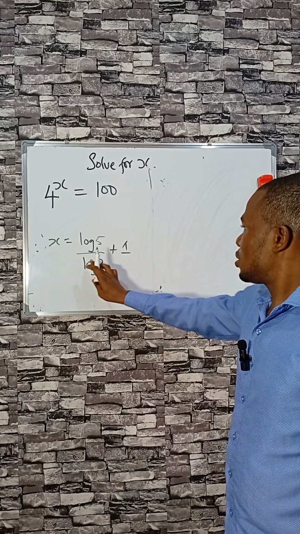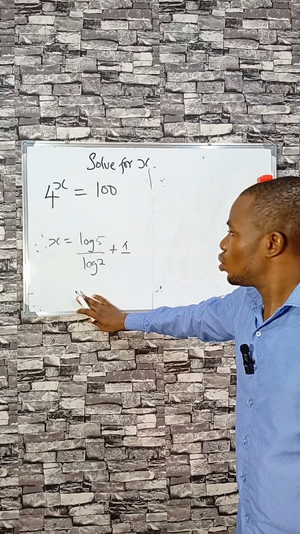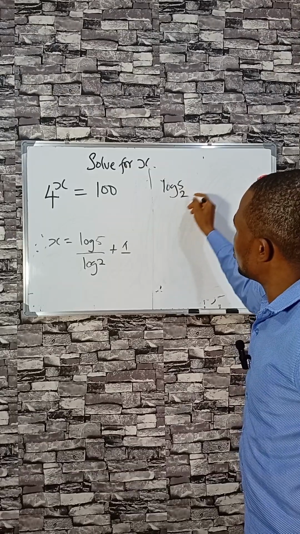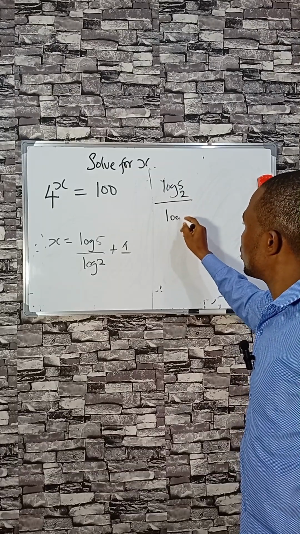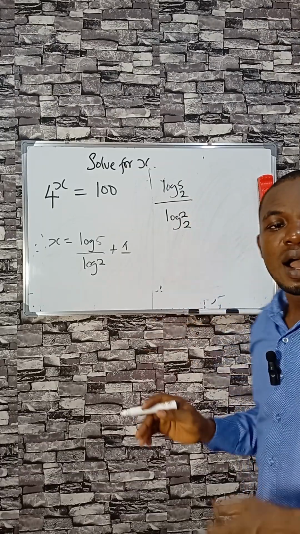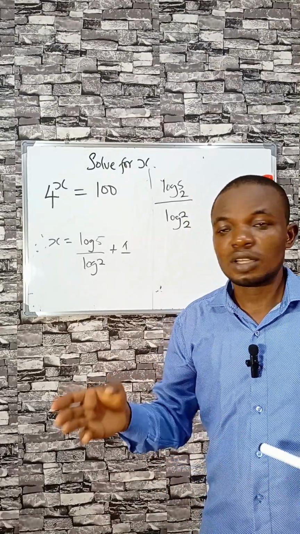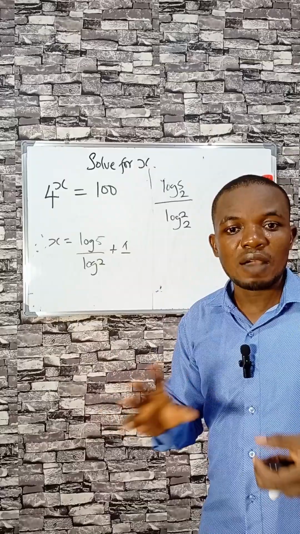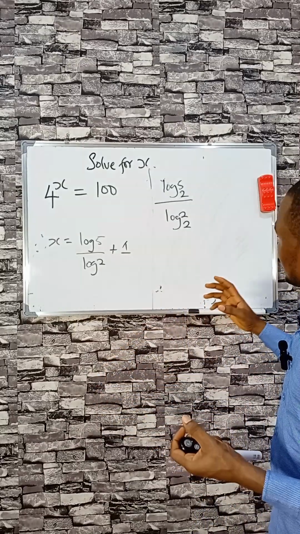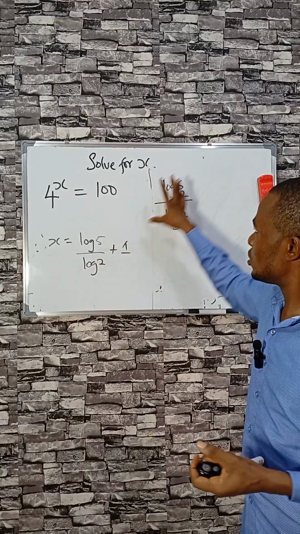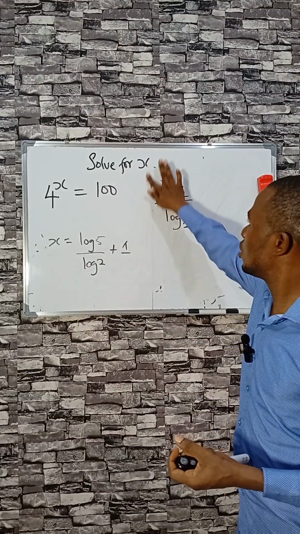You can apply change of base here so that everything will be in base 2. So if you know that, you have log 5 base 2 divided by log 2 base 2. I had done a video on change of base. It is on my channel now. Please check, still on logarithm. I've done how to change base, but let me emphasize again. Log 5 base 2 and log 2 base 2. That means I have changed this to base 2.